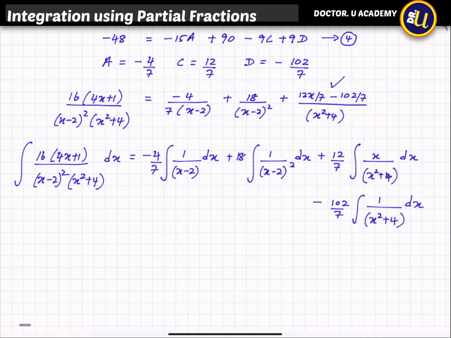First term, minus 4 divided by 7, so integration 1 divided by x minus 2 would be ln of mod x minus 2. The second one would be minus, that would be 18 divided by x minus 2. The last one, I will keep this one for now, so that would be minus 102 divided by 7.